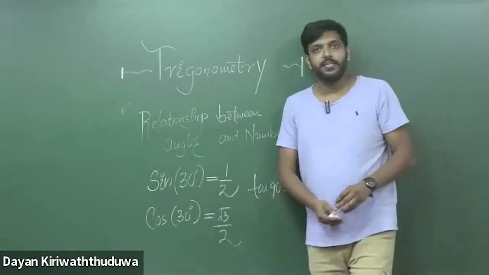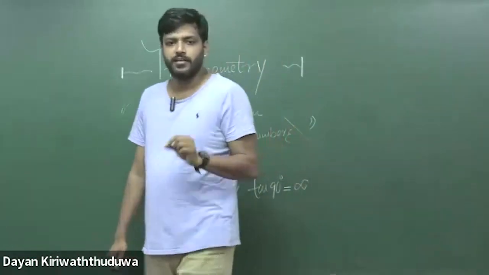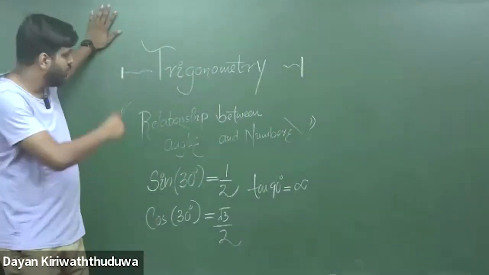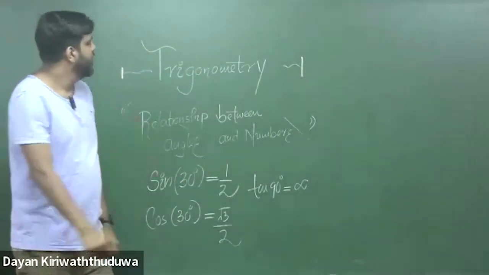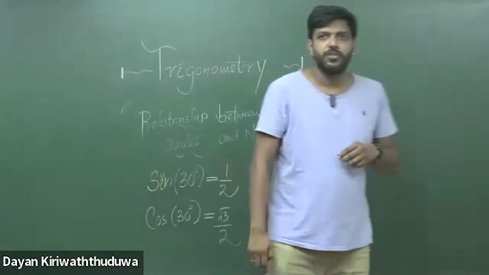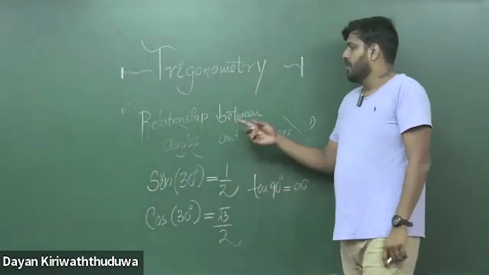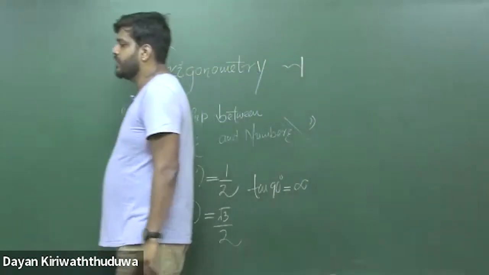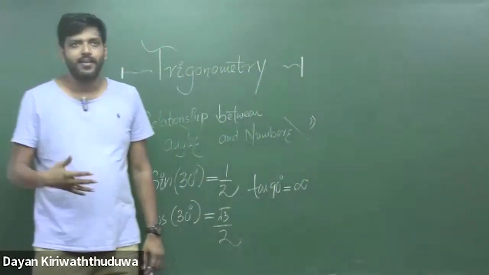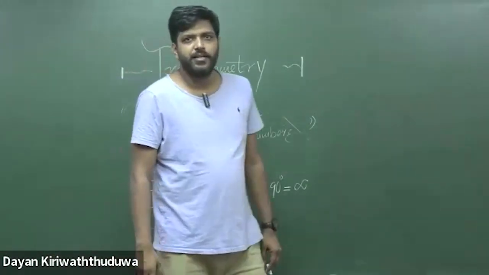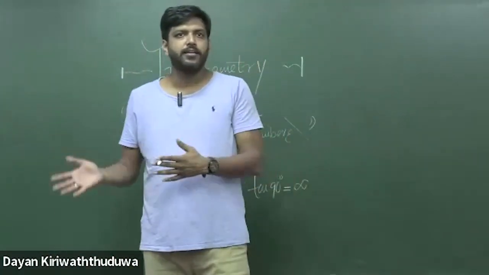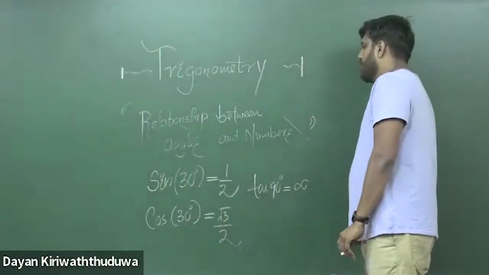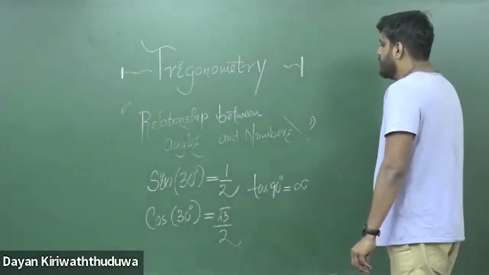So basically, the very first definition. Main topic is trigonometry. We are going to write a small description on that. Trigonometry is the relationship between angles and numbers. Trigonometry is a relationship between angles and numbers.